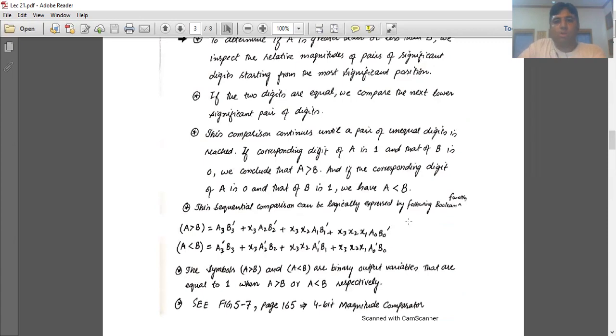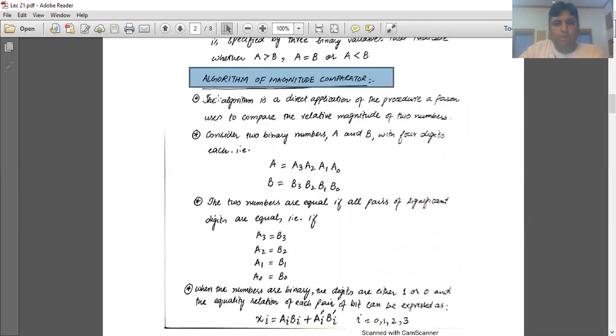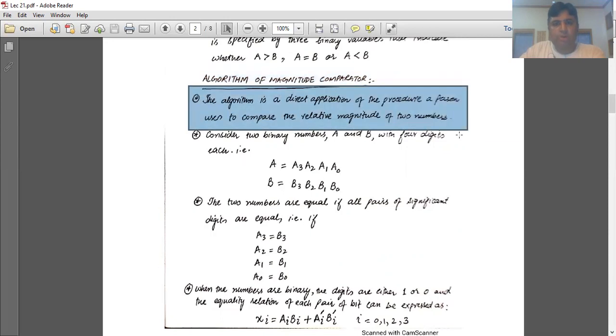Now, going back to the algorithm of the magnitude comparator. The algorithm is a direct application of what a person uses to compare the relative magnitude of two numbers. So how we compare the two numbers will be the algorithm of the magnitude comparator.